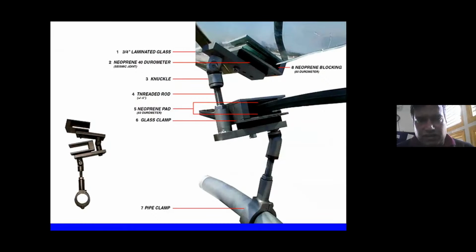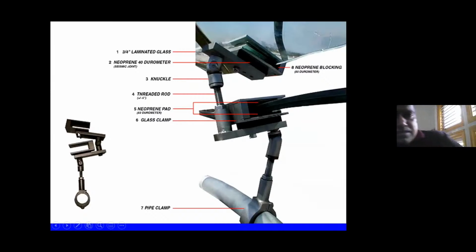This is the seismic joint. If you look at this, it holds, it's like your hand. It can move in and out. It can move up and down. It can just rotate, and there is a neoprene bearing.